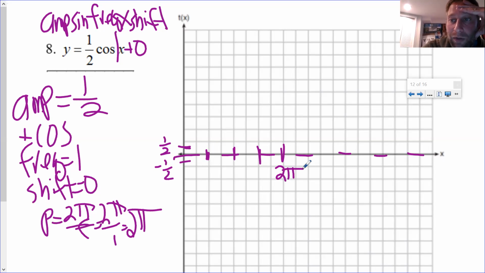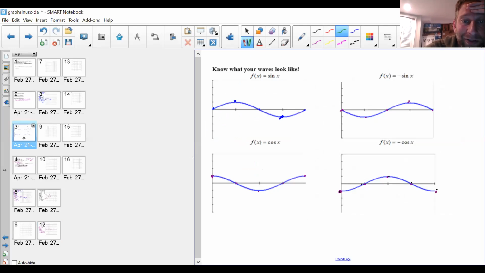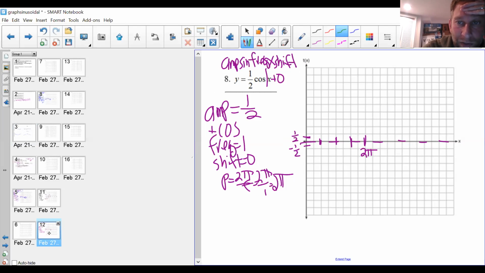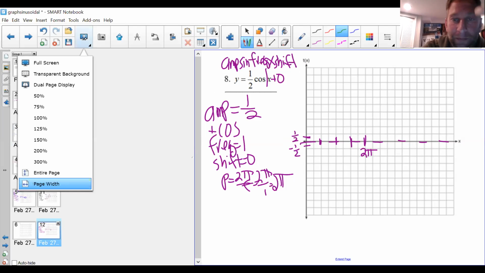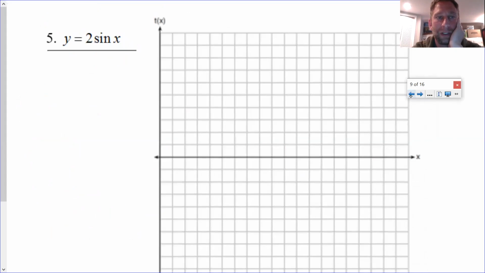Now it's a positive cosine. Positive cosine starts at the top, middle, down, middle, top. Again, it starts at the top. So my top here is the 1/2. Top, middle, bottom, middle, top. And there it is. So follow the procedure, and a lot of little components to it, but as long as you follow all the little components, you should be good.